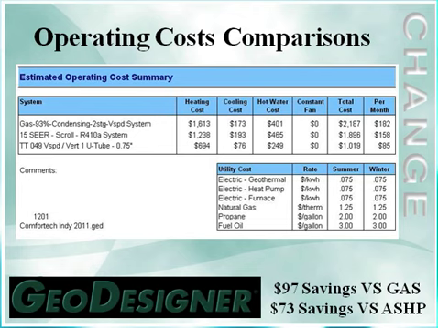In this example, using my utility rates, Indianapolis market area, I have a $97 a month savings versus a gas furnace and air conditioner. And this is a condensing gas furnace and a 15-SEER air conditioner. That's almost $100 a month in energy savings for your customer. Comparing to the 15-SEER air source heat pump, I'm at $73 a month savings each and every month.